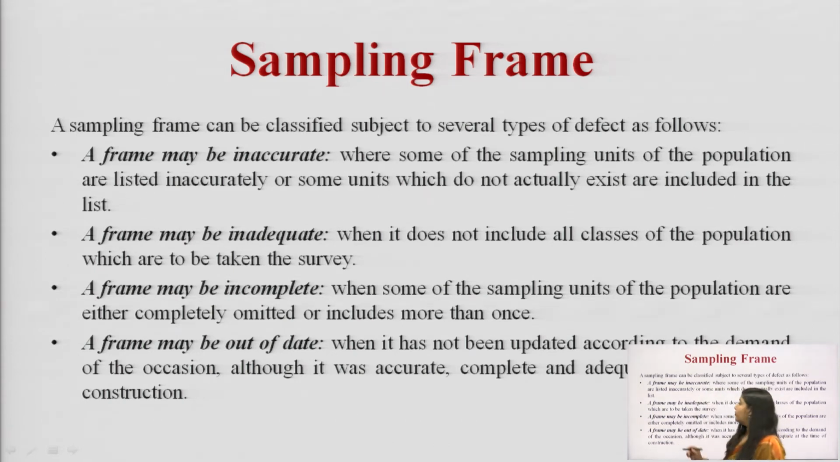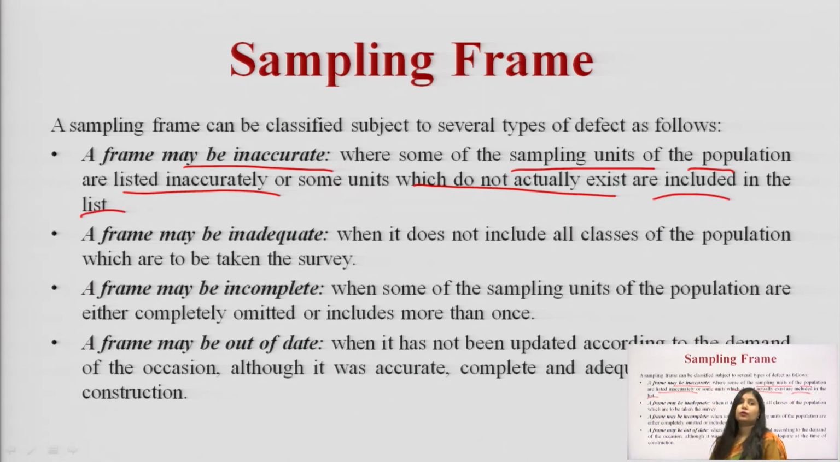The first defect is that the frame may be inaccurate, where some of the sampling units of the population that are listed are inaccurate. Suppose you select some inaccurate sampling units from the population, then your sampling frame will be inaccurate and will not give you the desired result. Some units which do not actually exist may be included in the list. Suppose you were conducting a study on a particular segment of the brand which no longer exists, then that is a faulty sampling unit which you have chosen.